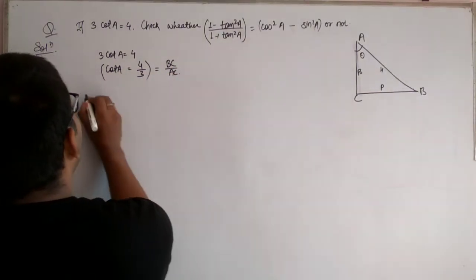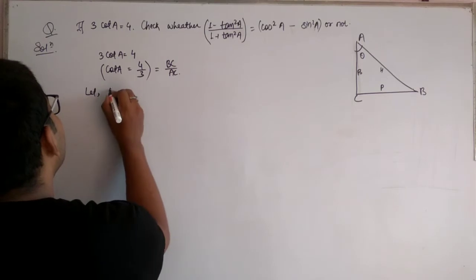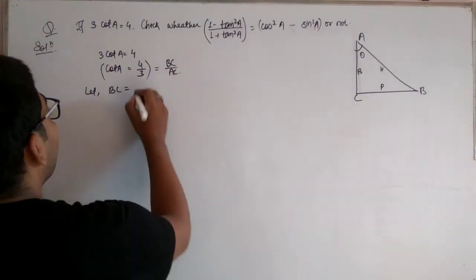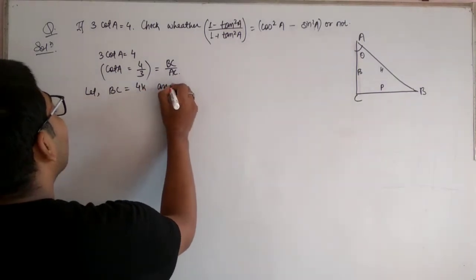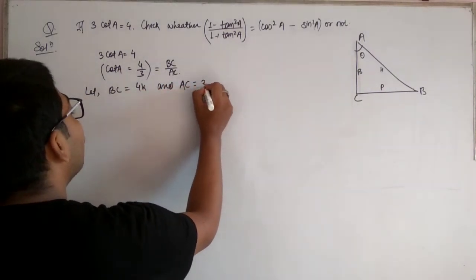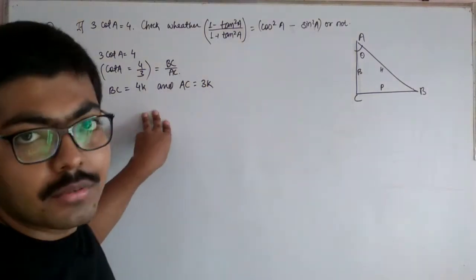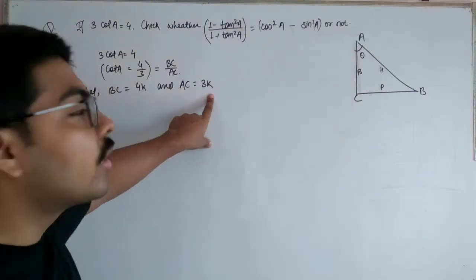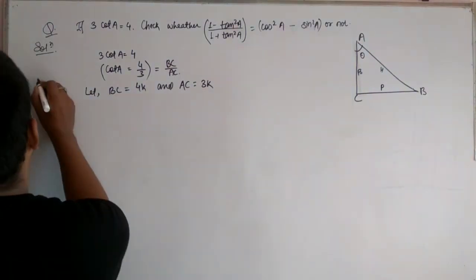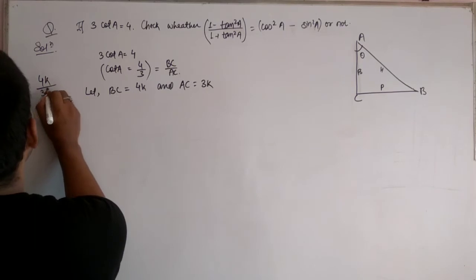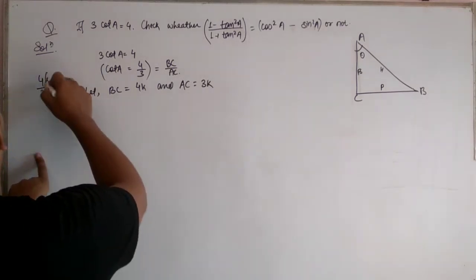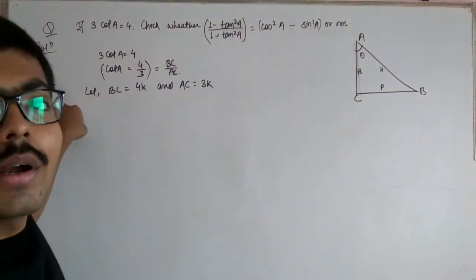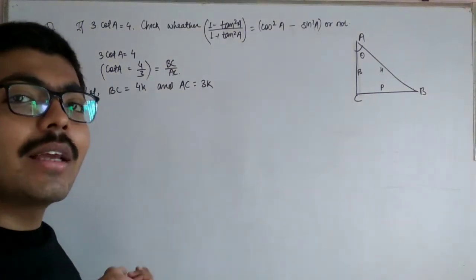In the next step, we assume BC is equal to 4K and AC is equal to 3K. Does it make sense? Yes. We take K as a constant because when we take the ratio, these two constants cancel out. Like if we take the ratio 4K upon 3K, both K cancel out and we get the simpler ratio 4 upon 3. The value of K may be 1, 2, 3, 4, minus 1, minus 2, any constant.